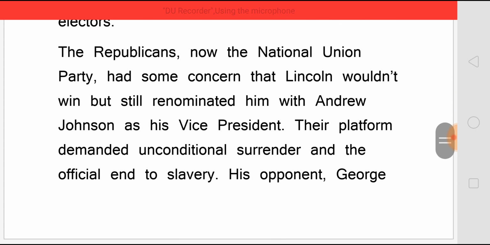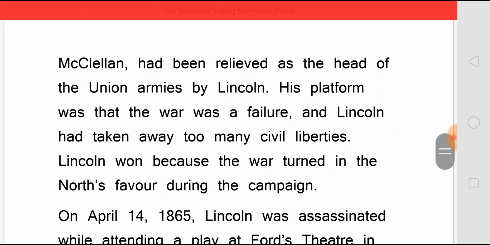The Republicans, now the National Union Party, had some concern that Lincoln wouldn't win but still re-nominated him with Andrew Johnson as his vice president. Their platform demanded unconditional surrender and the official end to slavery. His opponent, George McClellan, had been relieved as the head of the Union armies by Lincoln. His platform was that the war was a failure and Lincoln had taken away too many civil liberties. Lincoln won because the war turned in the North's favor during the campaign.